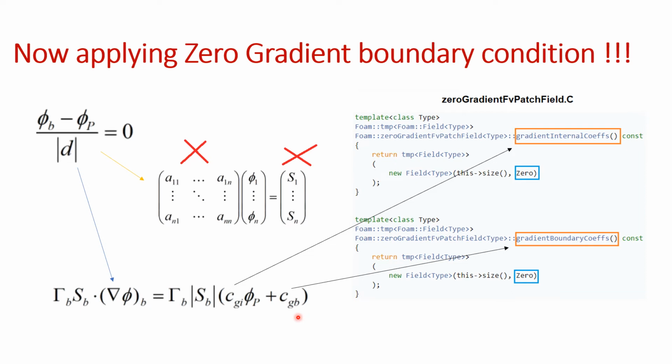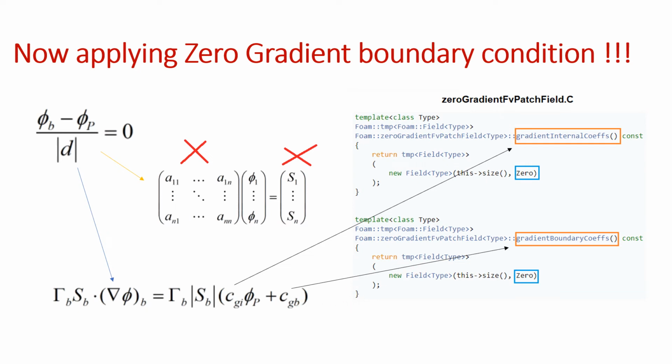That means from nowhere there is contribution, so CGI would also be equal to 0, and CGB will also be equal to 0. And this is how it is specified here. See, the gradient internal coefficients and gradient boundary coefficients in OpenFOAM are set to 0. This we are talking about in the zeroGradient fvPatchField.C file. So in that C file, this is how it is implemented. Yes. Now we'll move on.